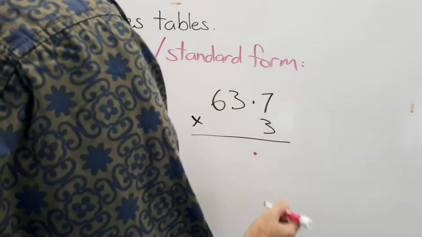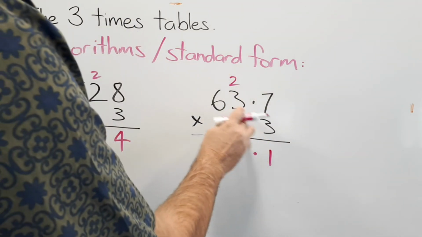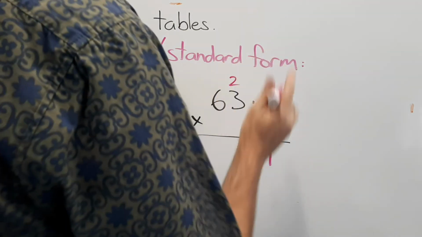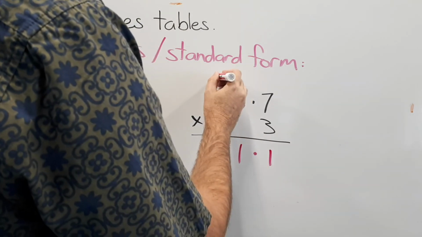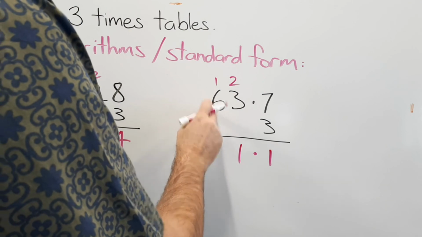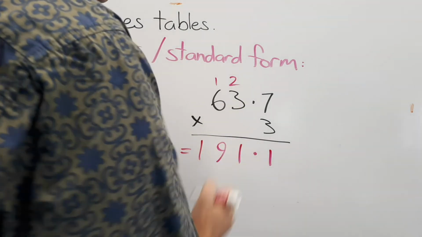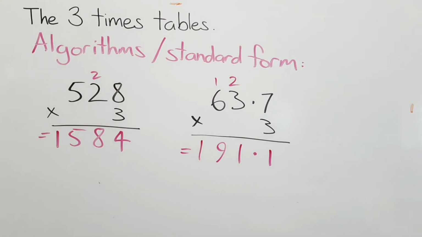3 times 7 is 21. Carry that up into the ones column this time. 3 times 3 is 9, plus 2 is 11. Carry that up there. 3 times 6 is 18, plus 1, 19. We ended up with 191.1.